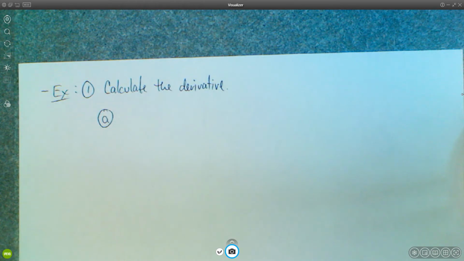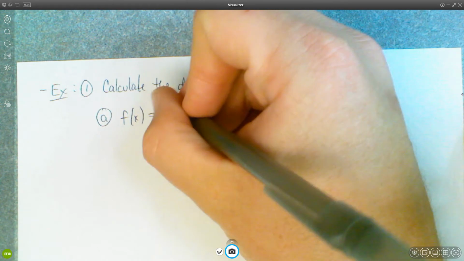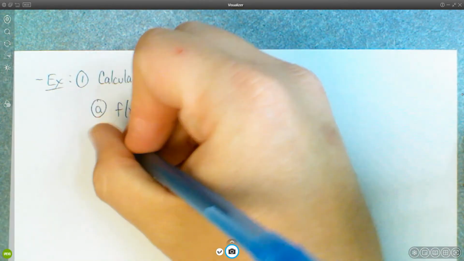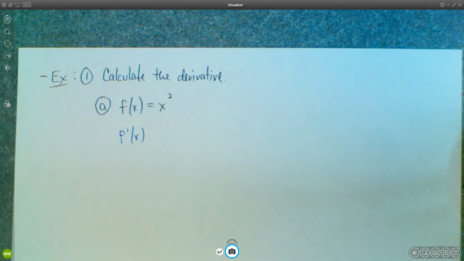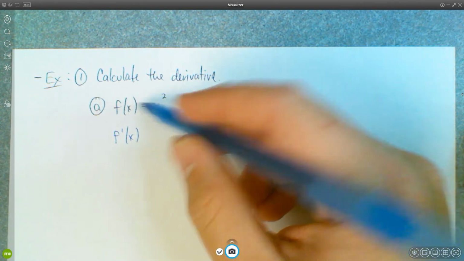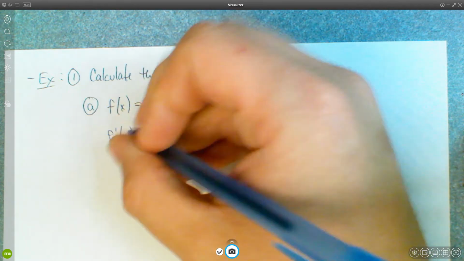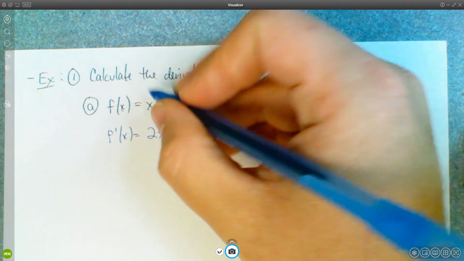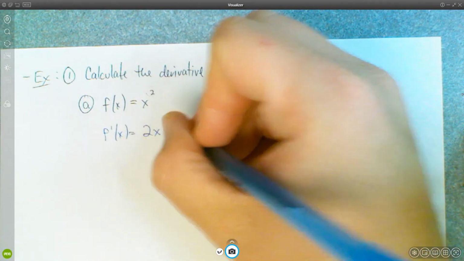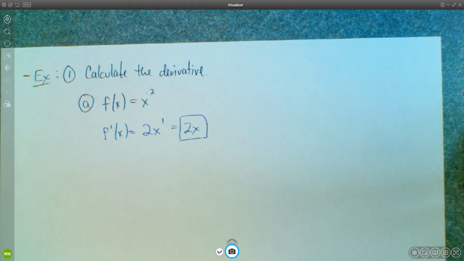Here we go. So let's calculate the derivative of f of x equals x squared. This is a monomial, and as we saw in the power rule, if you're taking the derivative of a monomial, you can just take the exponent and move it down in front, and then subtract 1 from the exponent. So you just get 2x to the first power, or in other words, 2x. So that's the derivative of f of x equals x squared.